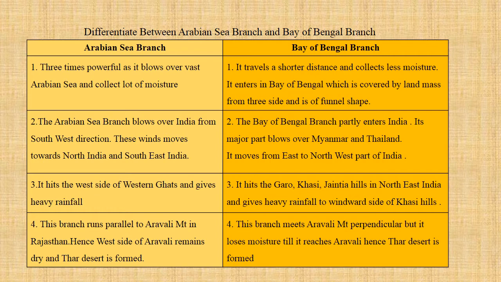Fourth point of the Bay of Bengal branch. The Bay of Bengal branch hits Aravalli perpendicular, but by the time it reaches Aravalli, it loses moisture. And again here, the Thar desert remains dry on the west side of Aravalli. Let's go to the next slide.